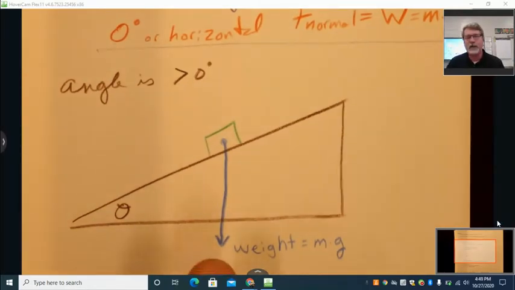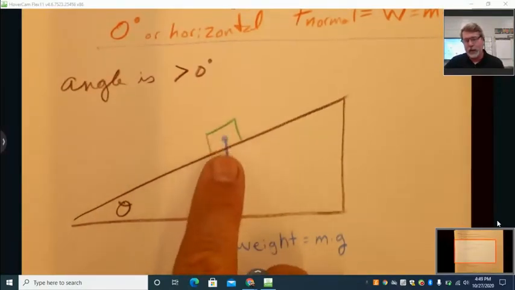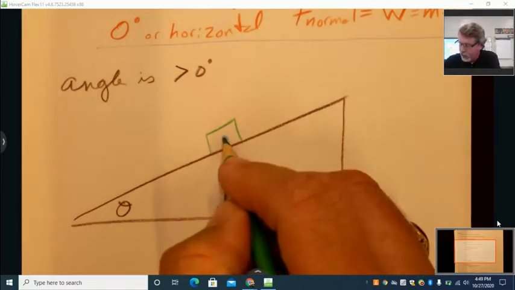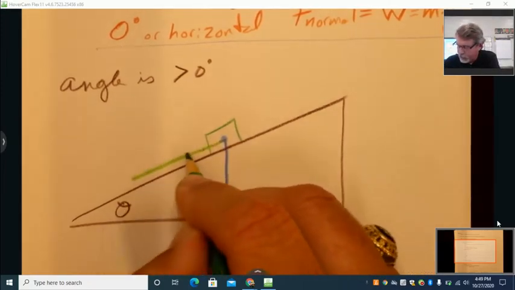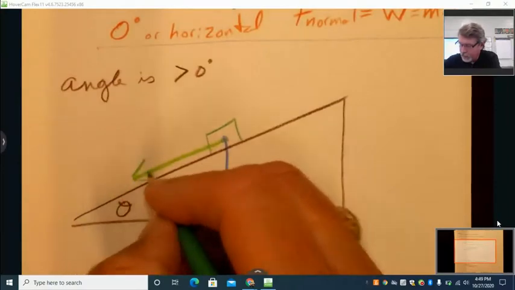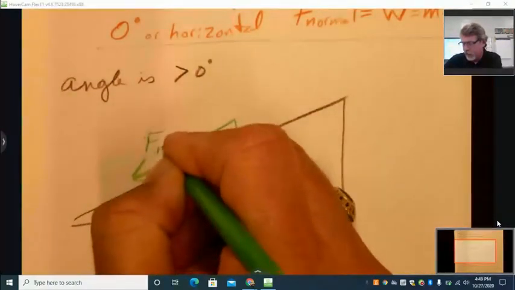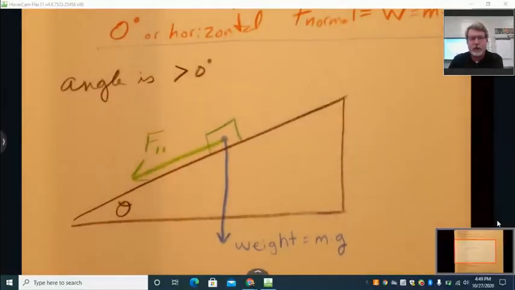All right guys, let's take into consideration when we have an angle that's some number greater than zero. So we know that the weight is pulling the box down, but remember, not only is it pulling it into the surface, some of that weight is actually pulling it down the ramp. So some parts of the weight, or gravity, makes it roll down. And this is called force parallel. And we simply draw those little parallel lines.